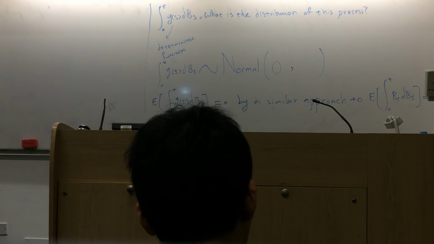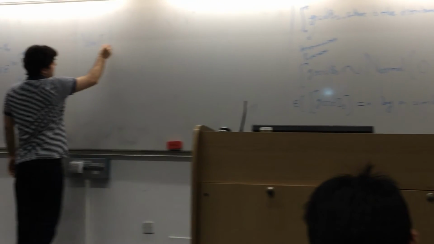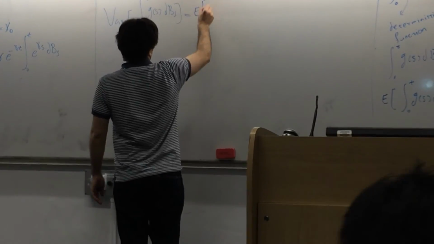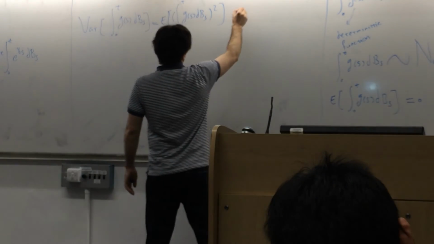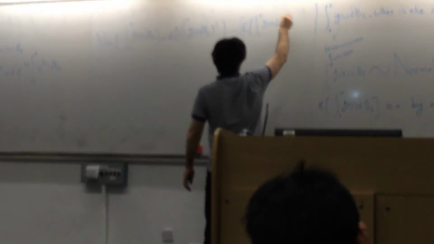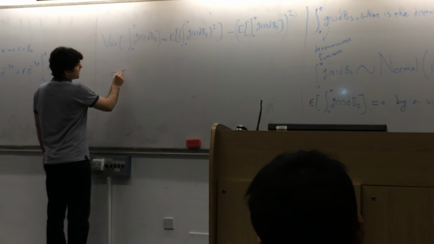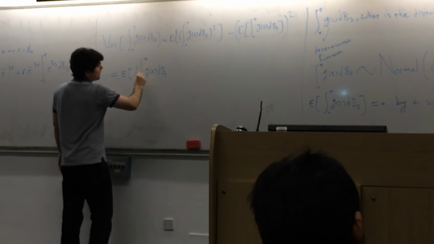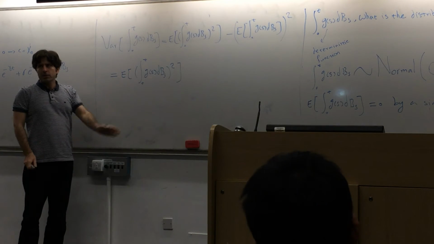Now this is a very important part of Ito calculus, so please pay attention. Look, I need to calculate the variance of the integral from 0 to t of g(s) dB(s). By definition, this is the expected value of the integral to the power of 2, minus the expected value of the integral, the whole thing to the power of 2. But we know that the mean is 0, so this is just equal to the expected value of the integral from 0 to t of g(s) dB(s) squared. Now we only need to calculate this expected value and then we're done.